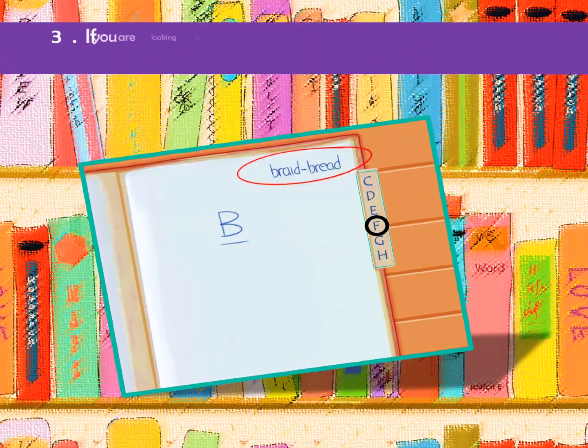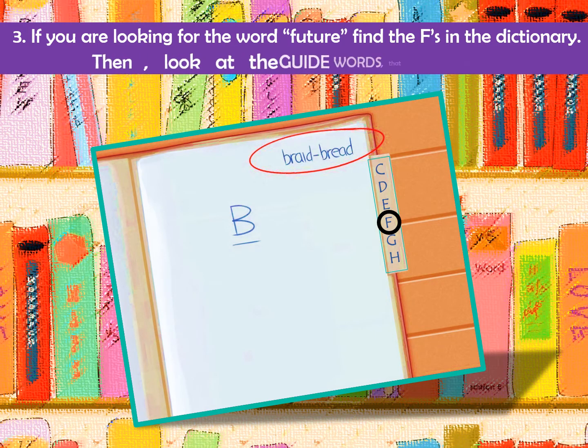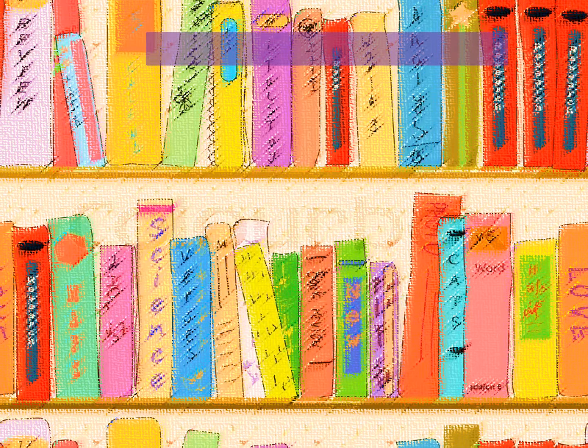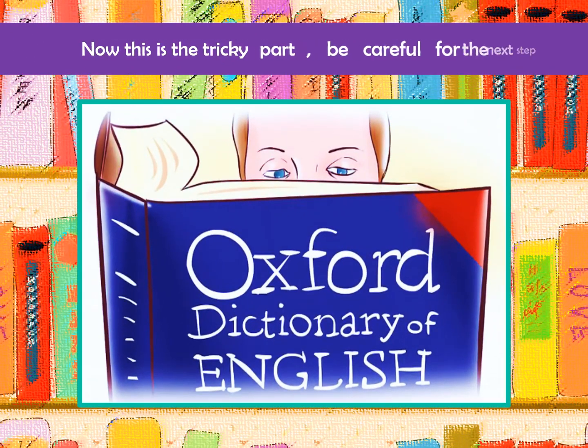Number 3. If you are looking for the word future, find the F's in the dictionary. Then look at the guide words that start with FU. Now, this is the tricky part. Be careful for the next step.